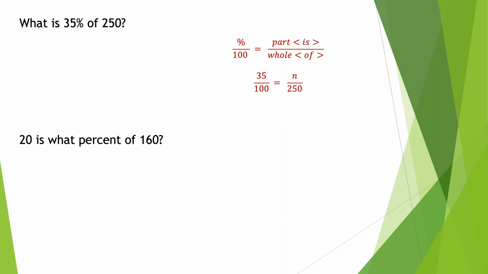So I plug those numbers in. And then it's just a matter of cross multiplying and solving. 100 times n is 100n. 35 times 250 is 8750. Dividing by 100, I get 87.50, or 87 and a half. Okay? Once again, pair things up. That's really the key. The of goes with the 250, the 35 with the percent, and the what goes with the is. Now, we'll go to the next one. 20 is what percent of 160? Go ahead.